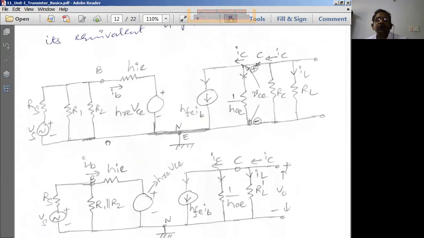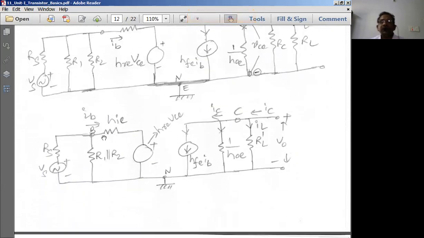Sometimes he is going to give us all the H parameters and ask us to find out the amplifier parameters. What are the amplifier parameters? The amplifier parameters are the current gain, voltage gain, input resistance, and output resistance. These are the various parameters of the amplifiers.